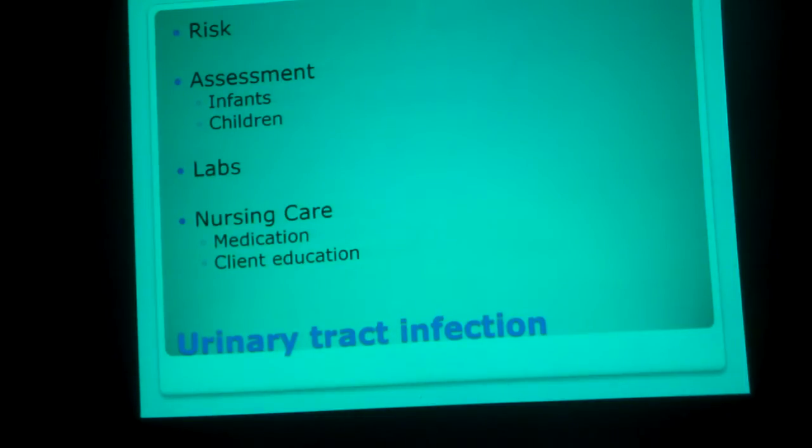What puts a child at increased risk for a urinary tract infection? Urinary stasis, so if for some reason they're not able to void frequently enough. Females, because the urethra is closer to the rectum. Sexual activity, so after sexual intercourse we encourage females to void afterwards. And then also uncircumcised males.